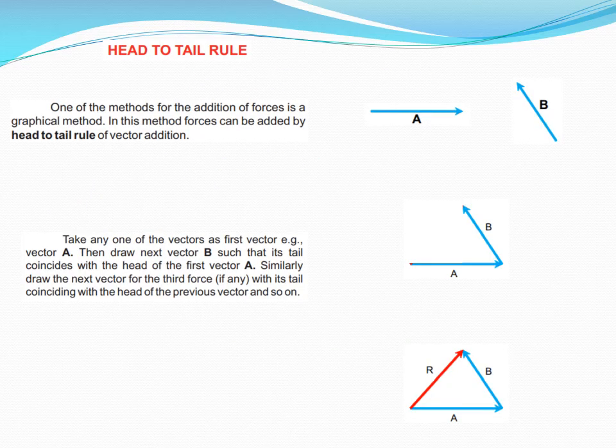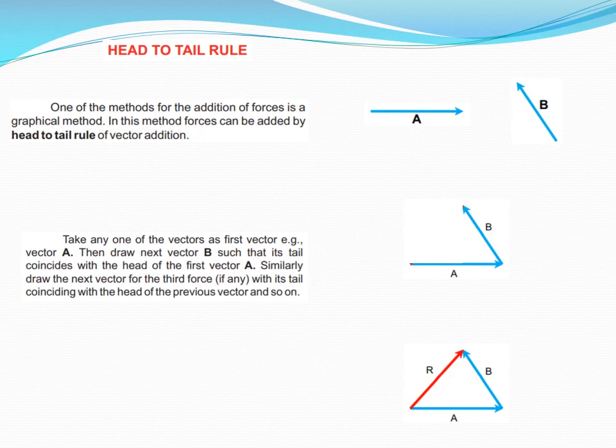So the rule which deals with addition of vectors is head to tail rule. What is it? One of the methods for addition of forces is a graphical method. In this method, forces can be added by head to tail rule of vector addition. So dear students, you see two vectors, A, which is directing rightward, and another vector B, which is tilted, it directs towards northwest. So we have to add them. Okay, how to add them? So statement is given here.